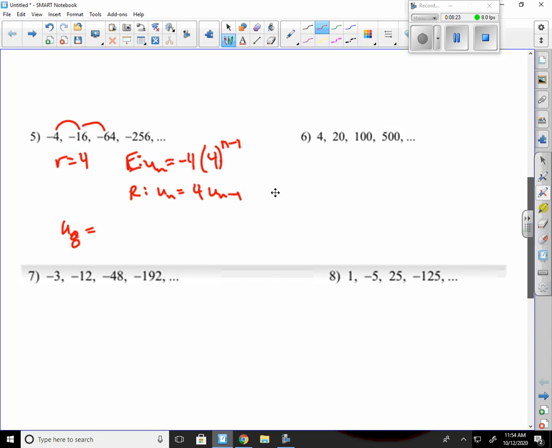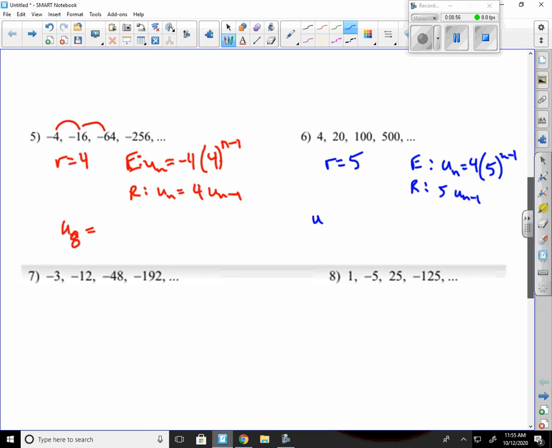Number 6, do 4 times 5. That gives me 20. 20 times 5 is 100. 100 times 5 is 500. So my common ratio is 5. Explicit formula, U sub n equals U sub 1 times 5 to the n minus 1. Recursive formula, 5 times U sub n minus 1.